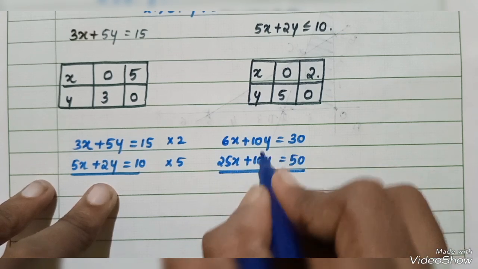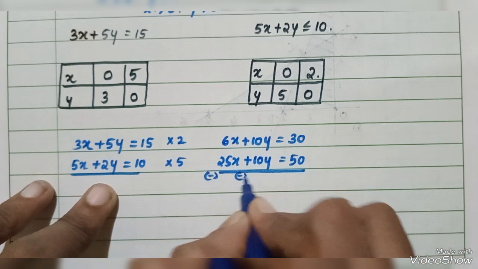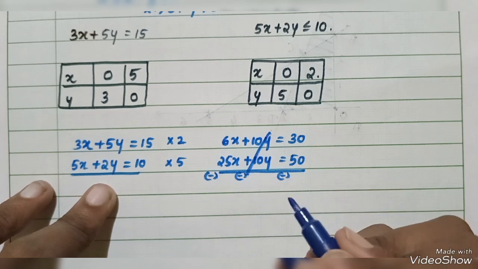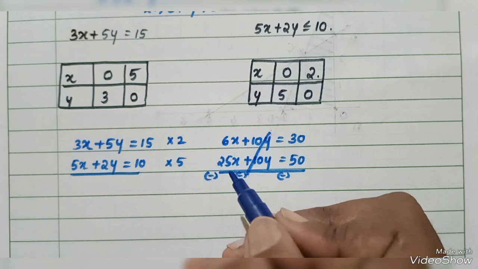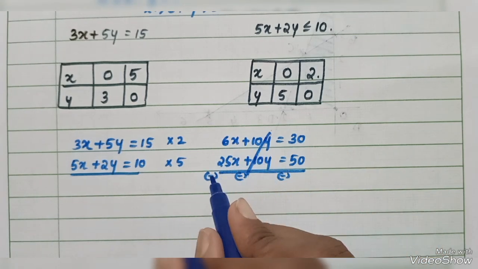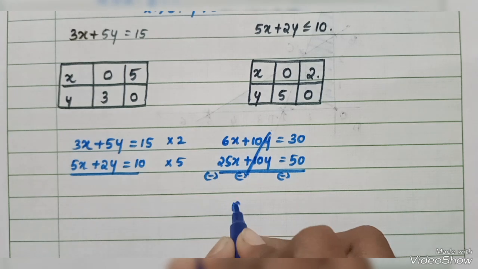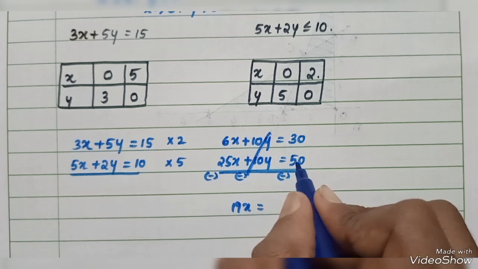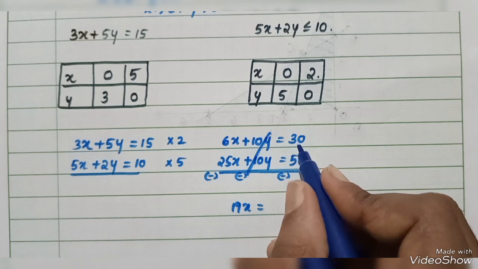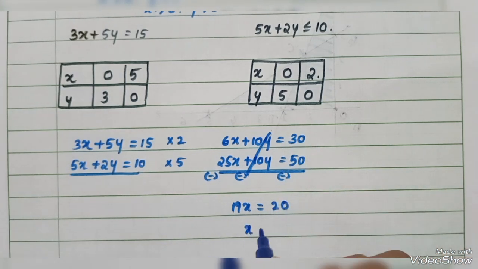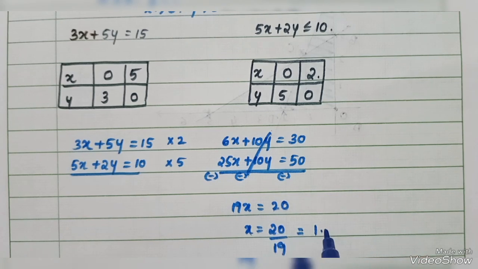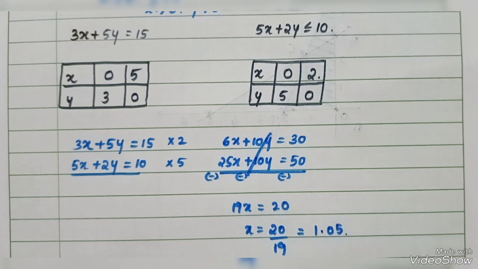Now take minus, the sign will change. Subtract: 25 minus 6, that is 25x minus 6x, 19x equals 50 minus 30, that is 20. x equals 20 by 19, that is 19 ones are 19, there is a 1, then I am taking 1.0. x equals nearly 1.05.